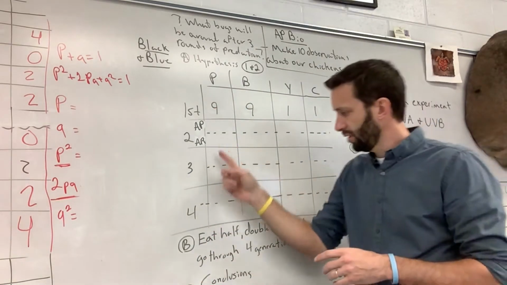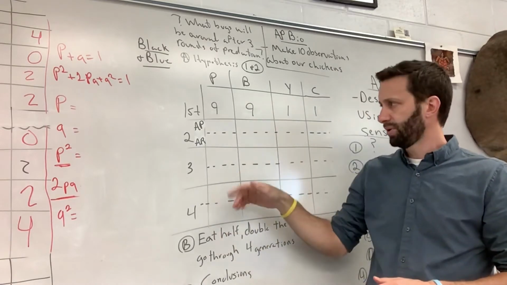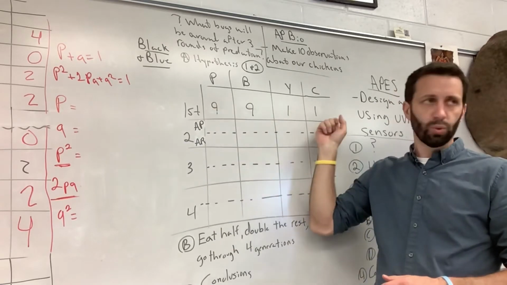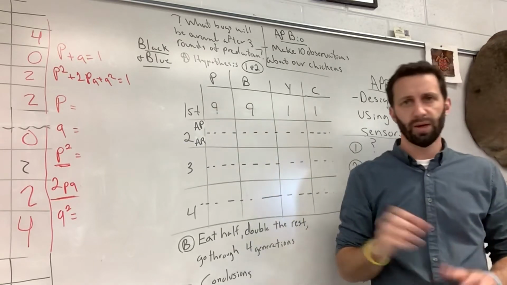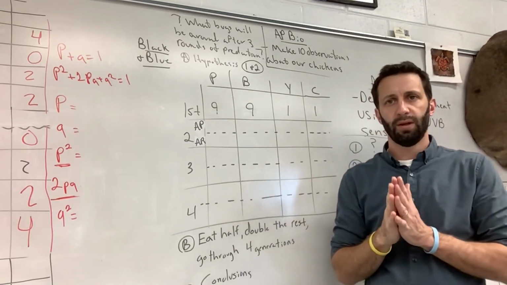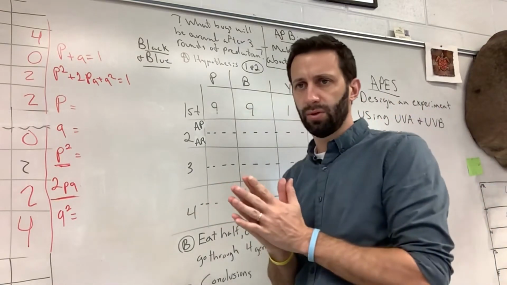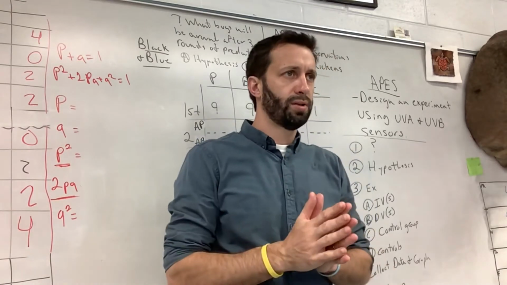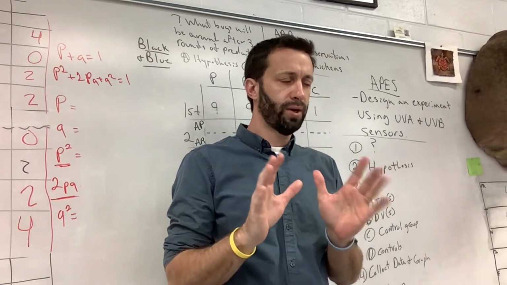Basically each one of these generations is divided into 2 sections. The AP stands for after predation. We're starting out with 20 bead bugs, 9, 9, 1, and 1. Everybody's starting out the same way. Then one person in your group will have their back to the bead bugs, because one person needs to be the predator.